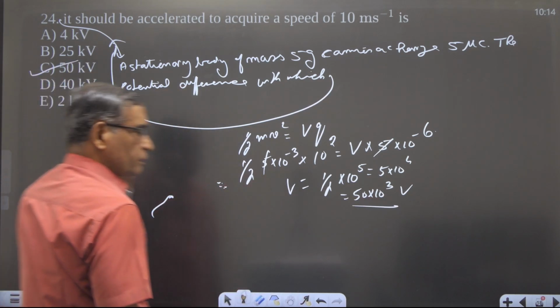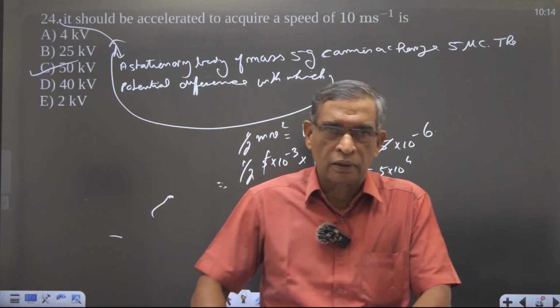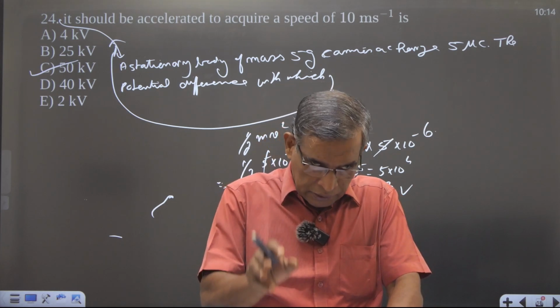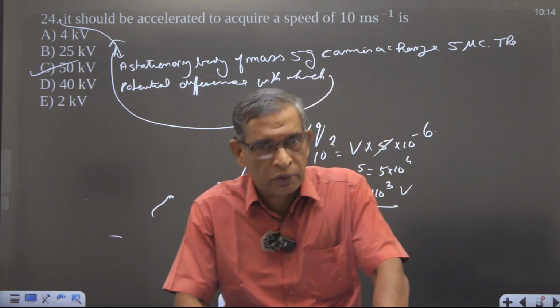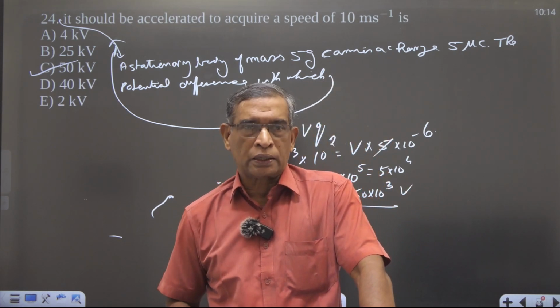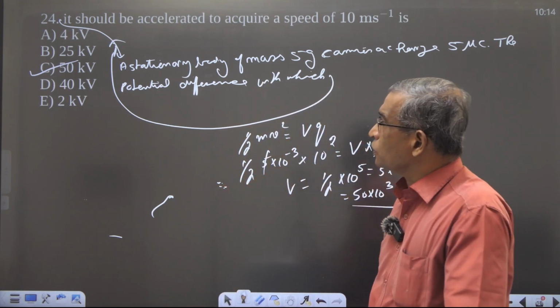Option is C. Electrical work done, by the work energy theorem, is the kinetic energy. The electrical work done is given by VQ, and kinetic energy is given by half mv square. Equate and get the answer. Okay, that's what we did. Shall we go to our next question?